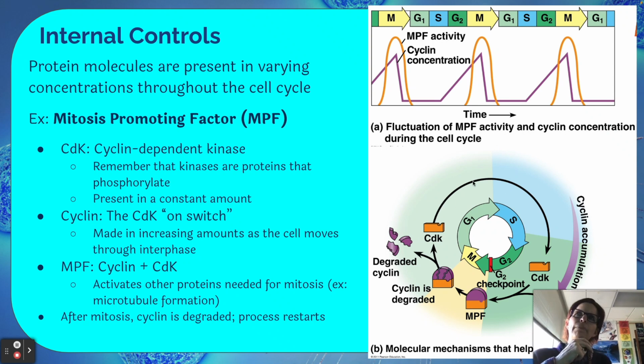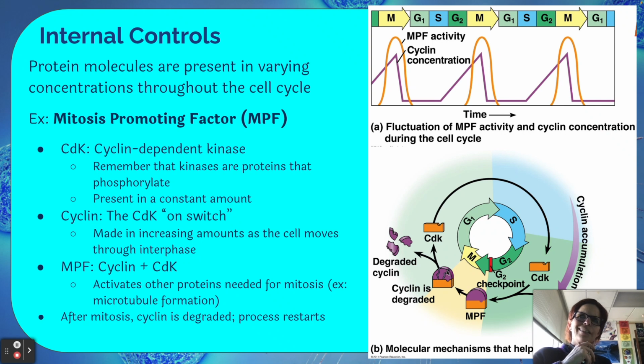So it's called mitosis promoting factor. CDK is always here. So this is CDK. It's an enzyme that's always present. And then the cell starts making something called cyclin, which is this purple molecule here. And when the purple molecule and the orange one come together, it makes what's called the mitosis promoting factor. And that's what triggers cell division. So here it is, here's cell division. When they come together, it triggers cell division.